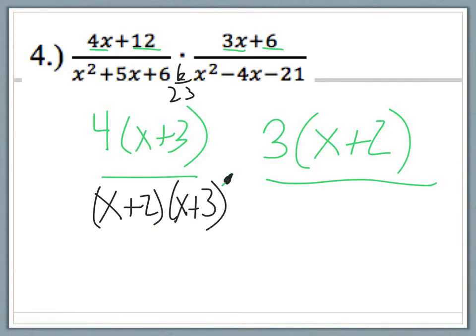That's a multiplication sign if you couldn't tell. And the same thing with this one on the bottom. What multiplies to negative 21 and adds to negative 4? Well, negative 7 and positive 3. So x minus 7, x plus 3.